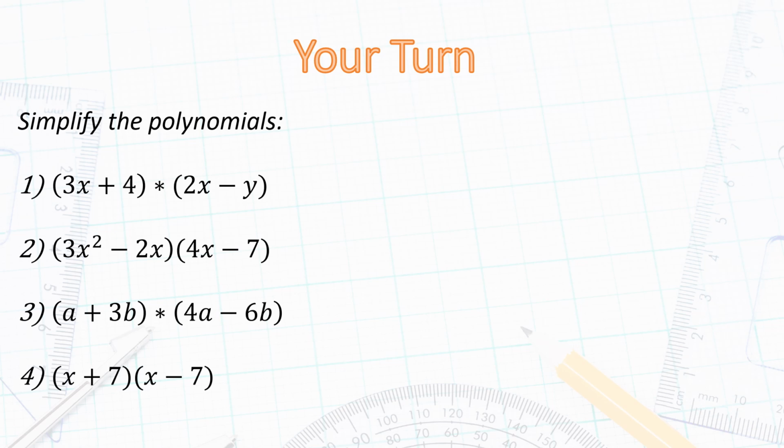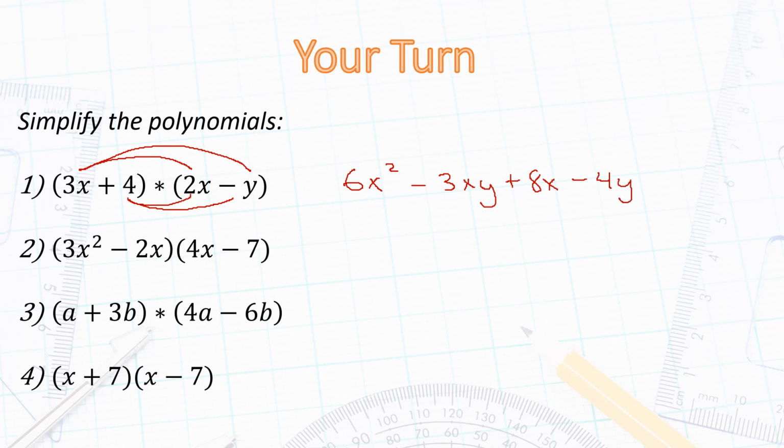Okay, so first one, we've got 3x times 2x, so it's 6x squared. 3x times minus y, minus 3xy. 4 times 2x is plus 8x, and 4 times minus y is minus 4y. There's no like terms in here. We have some x's, but they either have a y or they're in a different degree, so we are done at this point.